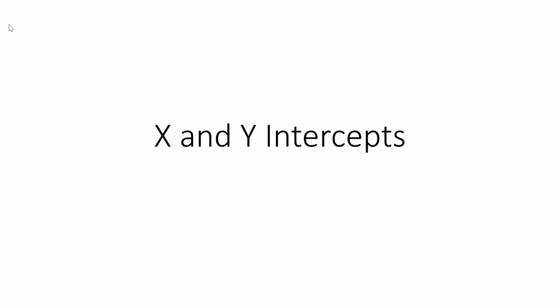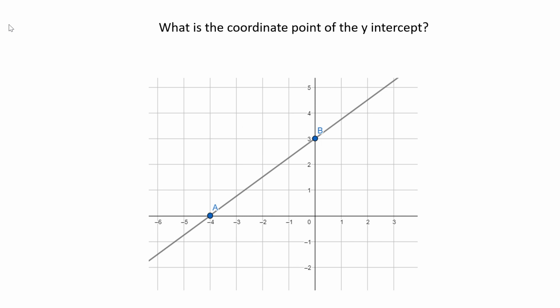So let's look at the x and y intercepts for linear equations. Okay, so let's start. Here's a graph, and let's find out what the y-intercept is. I have to look at my y-axis, my vertical axis here. The y-intercept is simply the point where the graph crosses that axis.